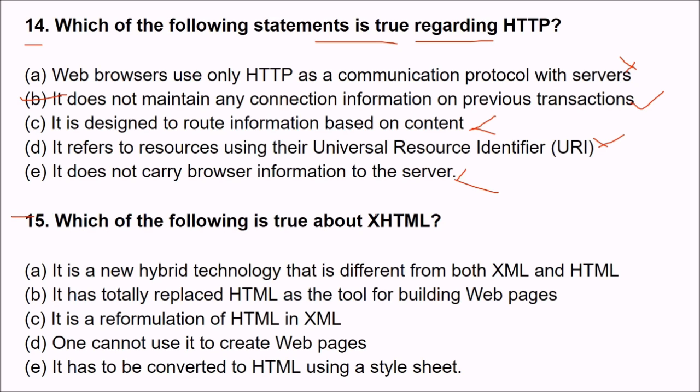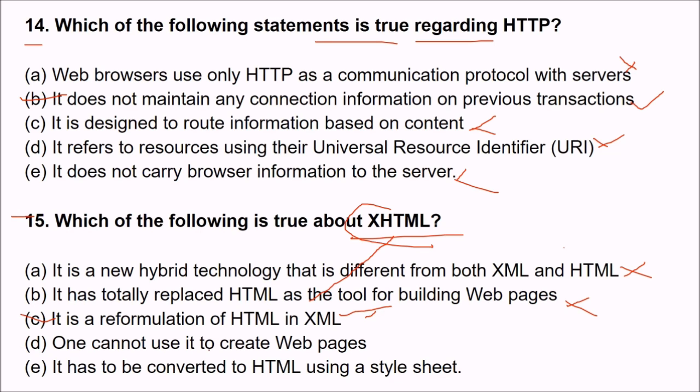15. Which of the following is true about XHTML, extended HTML? 15. Which one is true? A. It is a brand new technology that is different from both XML and HTML. This is not true. B. It has totally replaced HTML as a tool for building web pages. No. It is a reformulation of HTML in XML. Now this is somewhat correct. C. Yes. XHTML means XML based HTML. This is somewhat correct. But we'll see others also.